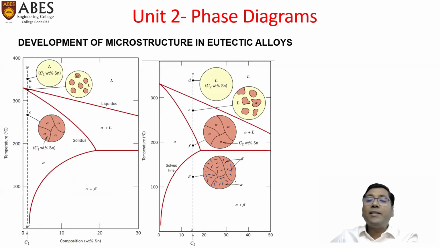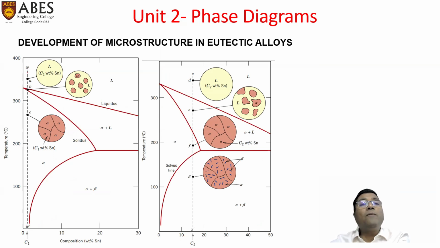Development of microstructure in eutectic alloys. How can we interpret them? So first, let us take an example of point C1. This is point C1. This C1 has a composition where it is not going beyond this solvus line and this solidus line. This is cutting only the solidus line.